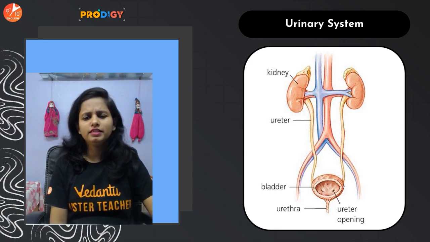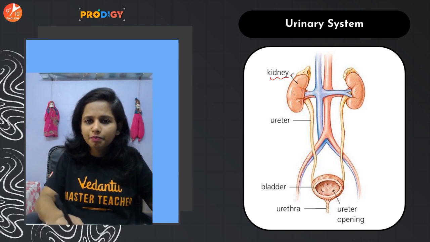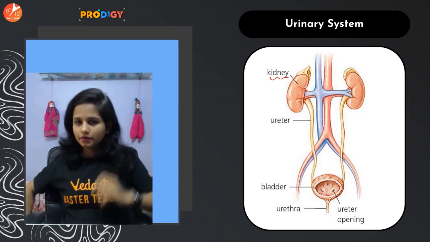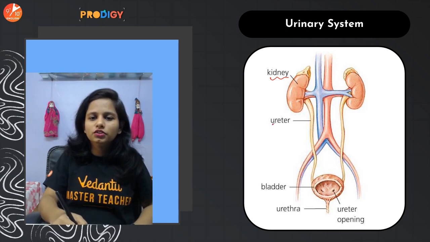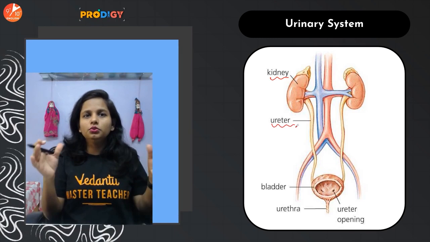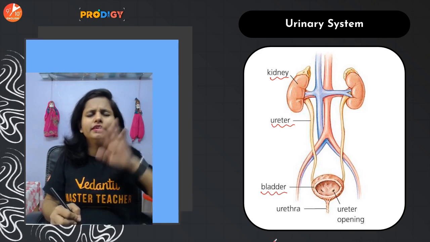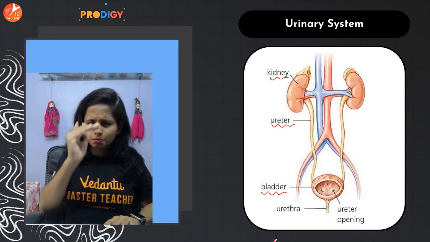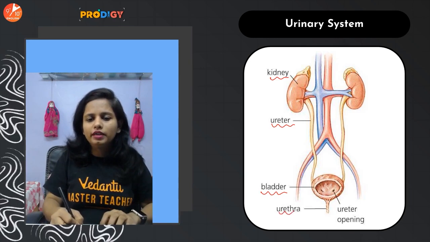That's what we call the urethra. So see here, a pair of bean shaped kidneys. Then the two tubes which carry the urine, these are the ureters. Then the urine is stored inside the bladder temporarily. Then this urine is expelled out via a tube which is called the urethra.